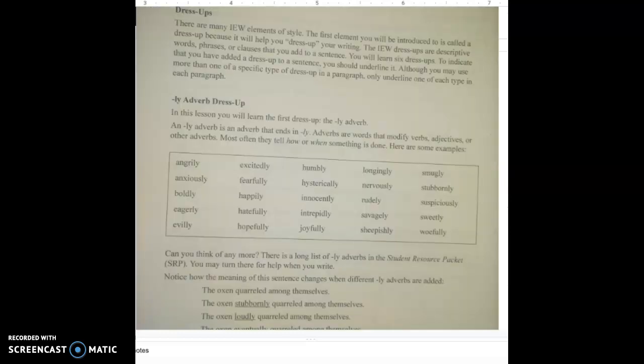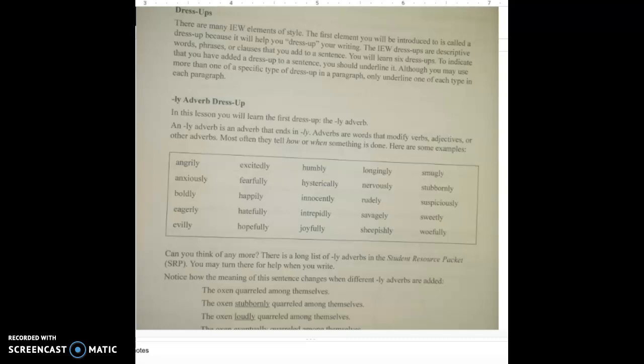Okay, and then there are 2 main dress-ups that we are learning this unit. One is the ly adverb dress-up, and basically this is just using adverbs. The main thing that students sometimes get stuck on with this is that occasionally there is an imposter ly word. An example of this would be the word lovely. It ends in ly, but it is not an adverb. And the way that I help them easily distinguish this is if you are in doubt, you can use this little format and see if it works.